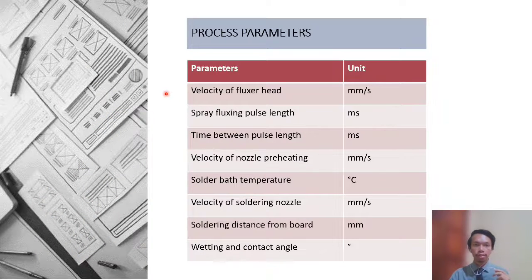So lastly is process parameters. So these are a few parameters and their units that are used in the soldering process.